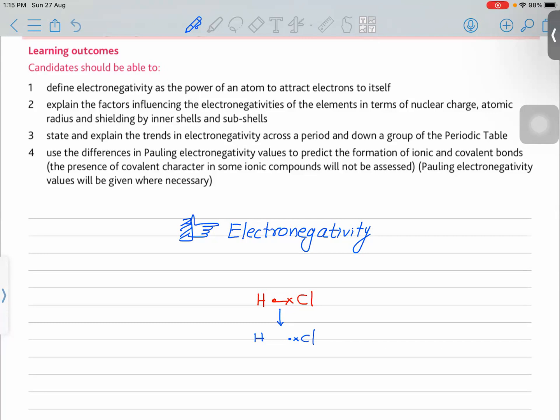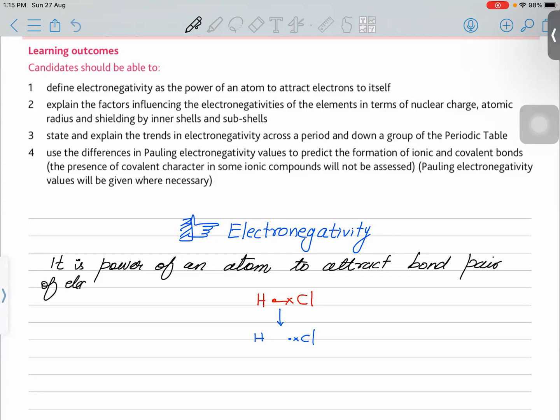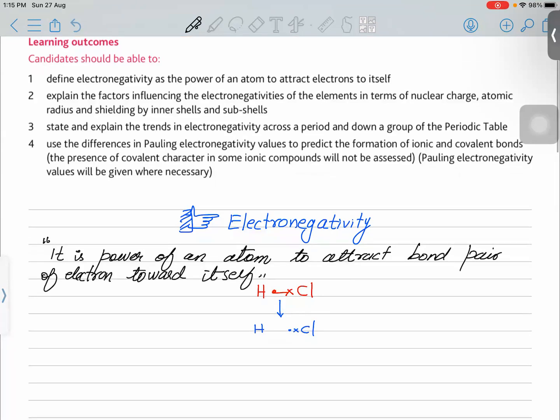So what is electronegativity? Electronegativity is the power of an atom to attract the bond pair of electrons toward itself. This power is called electronegativity.